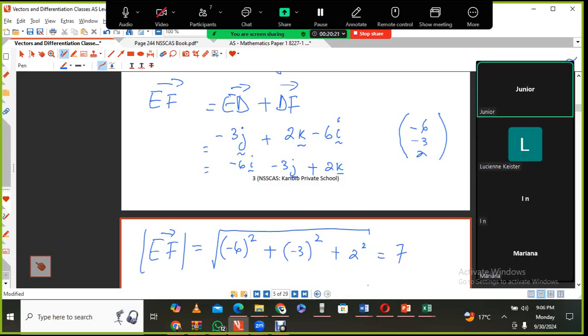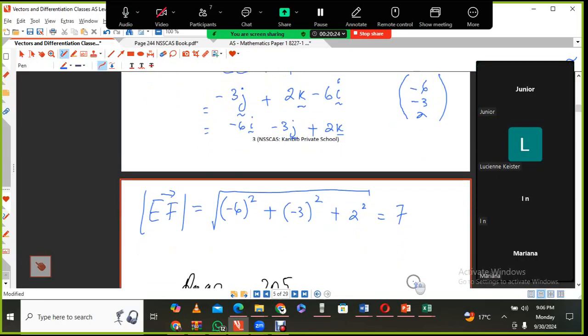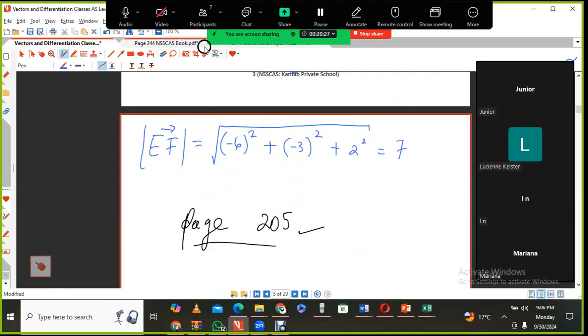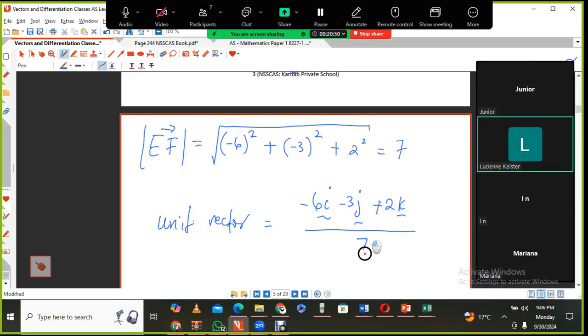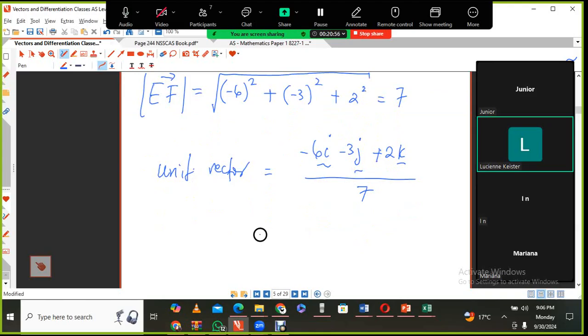Okay. So the unit vector is going to be that vector, negative 6i minus 3j plus 2k, all over 7. Or you can also write it as 1 over 7, and then you have minus 6, minus 3, and 2. Same thing.